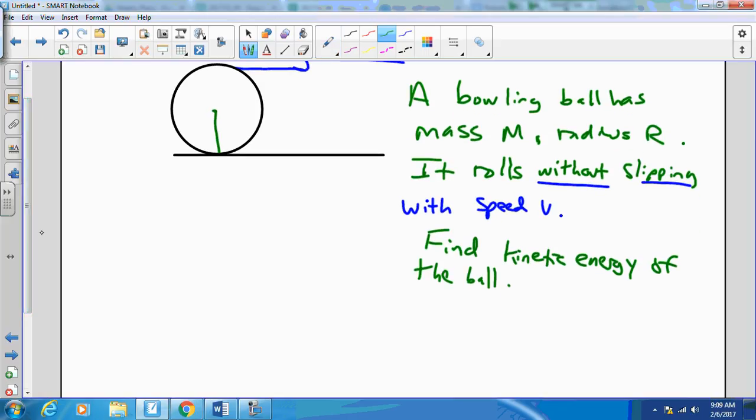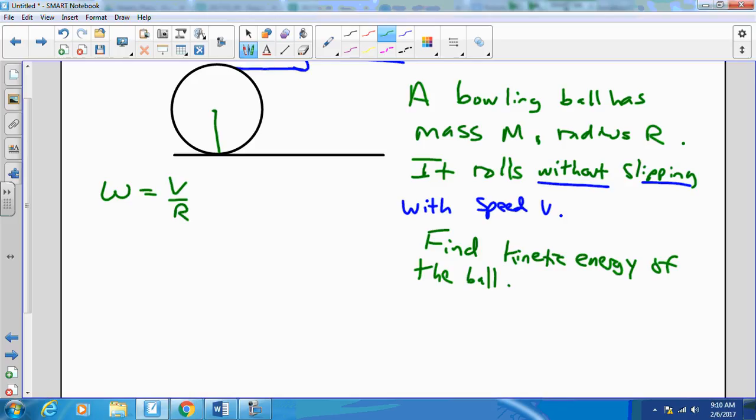Now, the reason that rolling without slipping is going to be important to this problem is that rolling without slipping is going to force the angular speed and the translational speed to be linked together. Rolling without slipping compels the angular speed and the translational speed to be related to each other by the expression omega equals v over r, or v equals r omega.